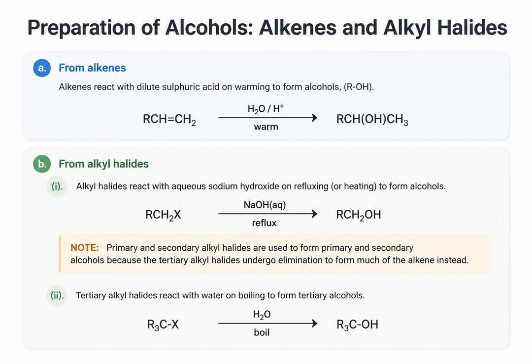Picking up where we left off, let's look at the preparation of alcohols. We can synthesize alcohols from alkenes by reacting them with dilute sulfuric acid upon warming, which follows Markovnikov's rule. Alternatively, we can use alkyl halides. Refluxing a primary or secondary alkyl halide with aqueous sodium hydroxide yields the corresponding alcohol via nucleophilic substitution. However, tertiary alkyl halides are prone to elimination reactions with strong bases, forming alkenes instead. To get a tertiary alcohol, we simply boil the halide with water.